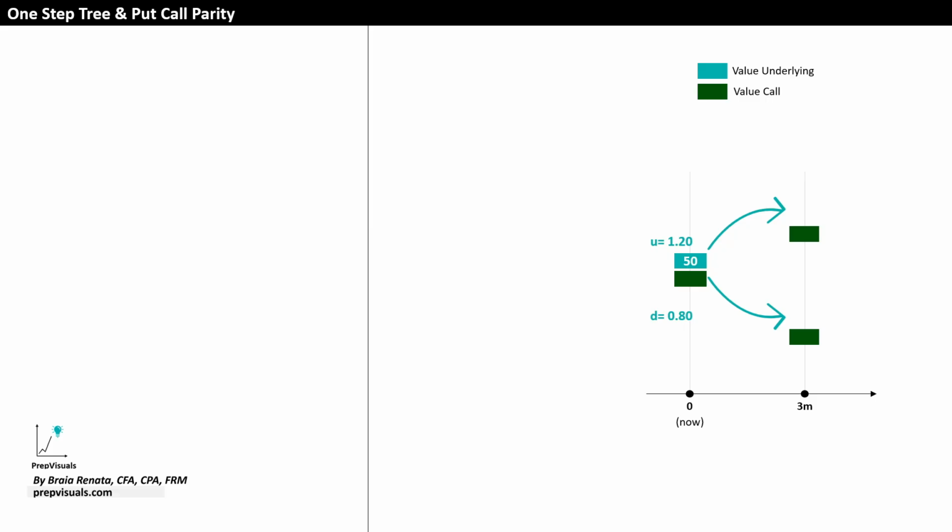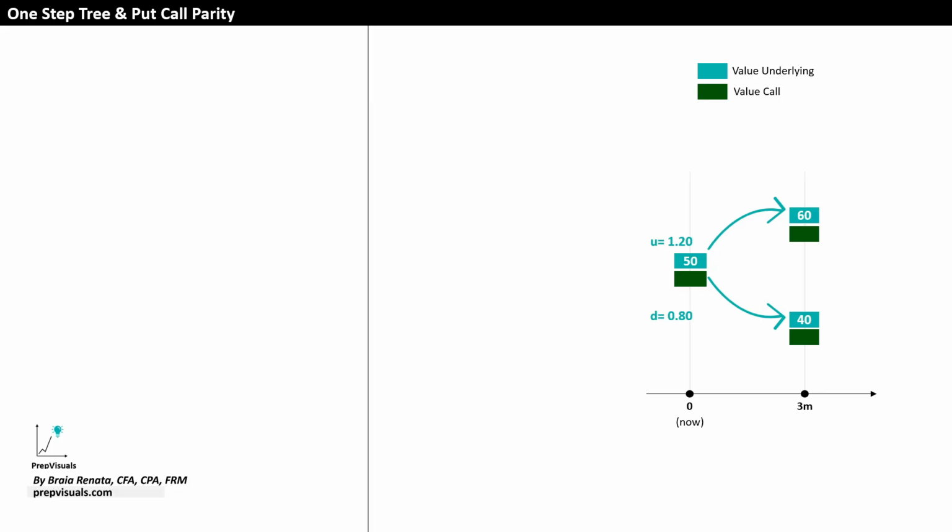So basically in this example, right now we have a call option that is expiring in 3 months. And we are calculating the value of a call option using a one-step binomial tree. And of course, we are given that the value of the underlying is 50 as of right now. And we are also given the upward and downward magnitude, based on which we can go ahead to populate the binomial tree.